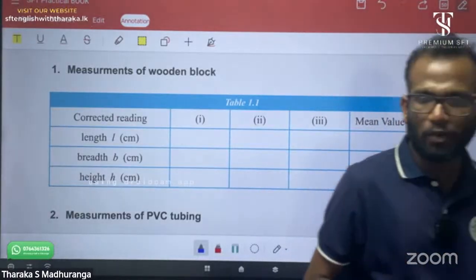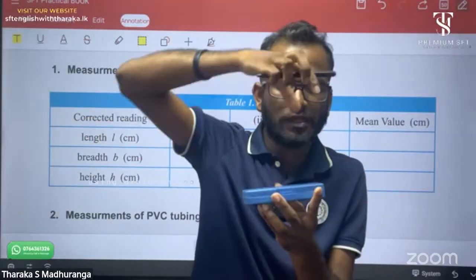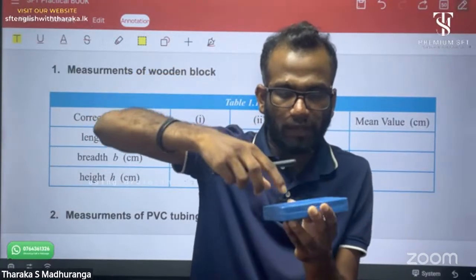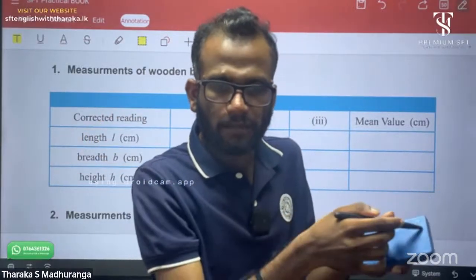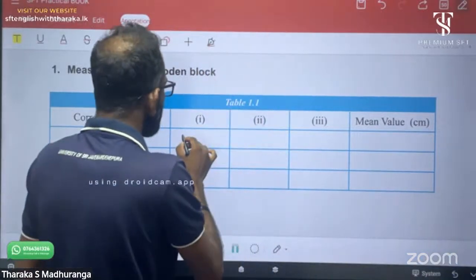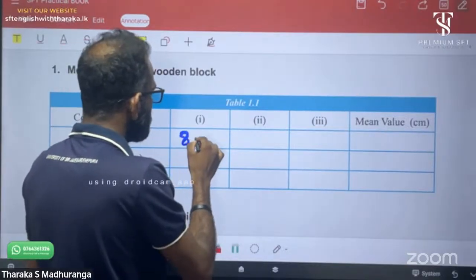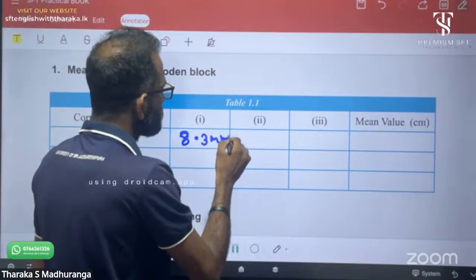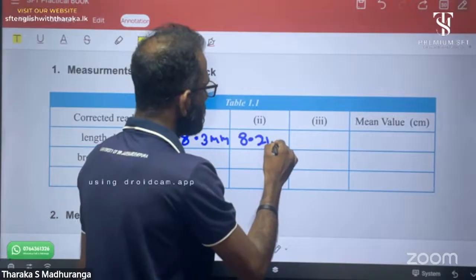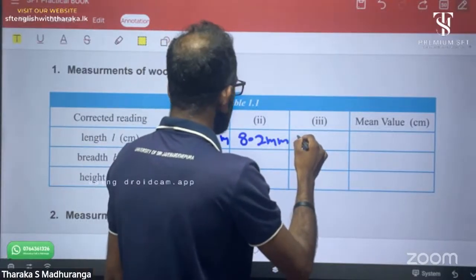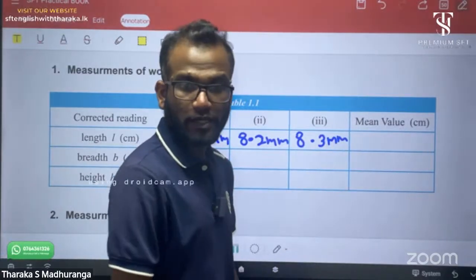Think this is a wooden block. We have to take this point, the middle region and the other end, and take the length each time: first length, second length, and third length, right? The lengths were 8.3 millimeter, 8.2 millimeter, and 8.3 millimeter, right? Those were the 3 measurements.